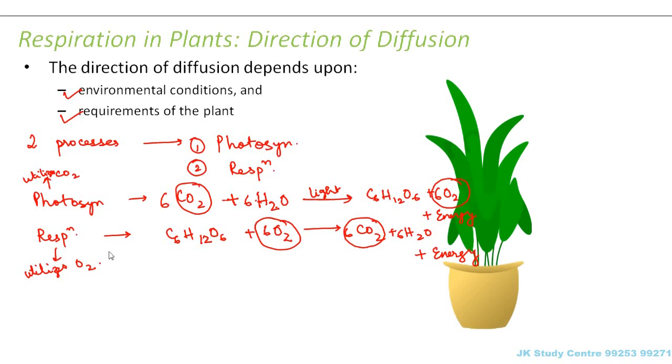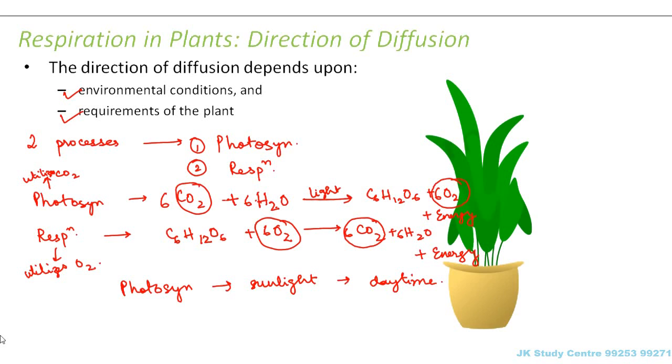Now the question is, do these two processes keep happening inside the plants 24/7? No. So there arises the problem. When I talk of photosynthesis, it happens only in presence of sunlight. So that means this process will take place only during the daytime. There will be no photosynthesis at night. Right? So during the daytime, respiration as well as photosynthesis both occur.